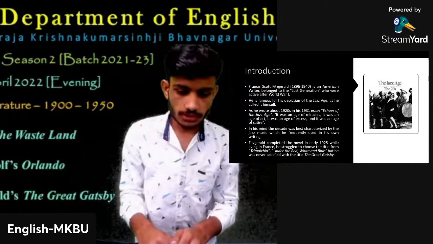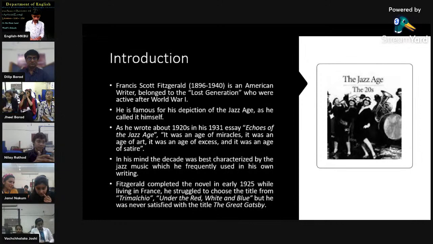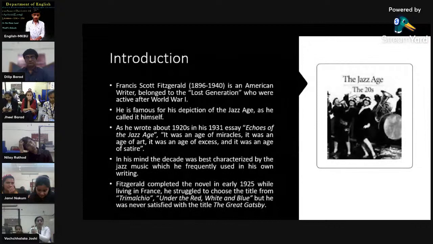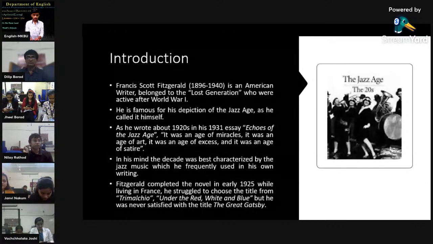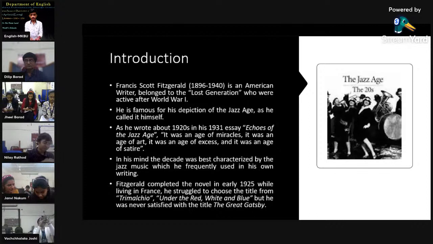Fitzgerald, as we know, is a writer who belonged to the Lost Generation, because it was the era after World War One. He was famous for his depiction of the Jazz Age, as he called it himself. It is believed that he himself invented this term. He wrote about the 1920s, the Jazz Age, as an age of miracle, an age of art, an age of excess and an age of satire. In his mind, jazz music was the only thing that best characterized this decade.